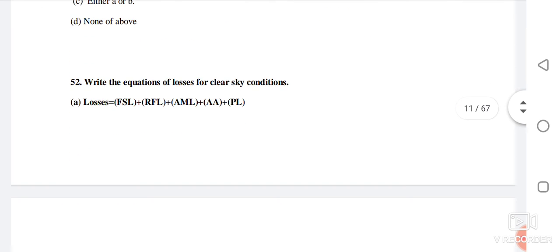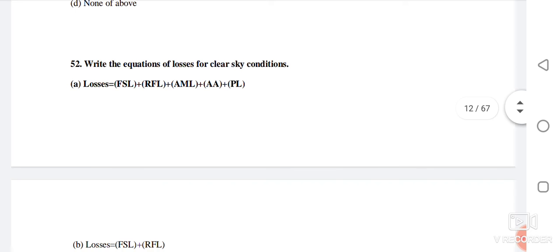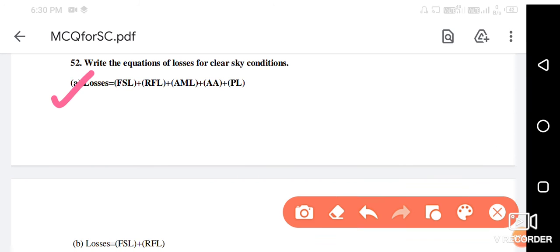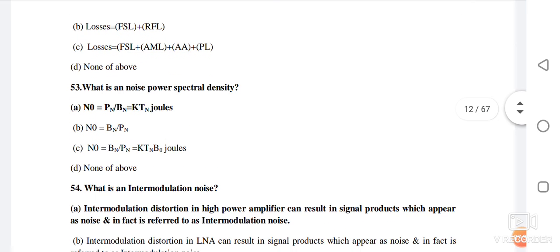Write the equation of losses in clear sky condition. So the right answer is option A. Please read this. What is noise power spectral density? The noise power spectral density N naught is equal to PN by PB, which is equal to KTN.